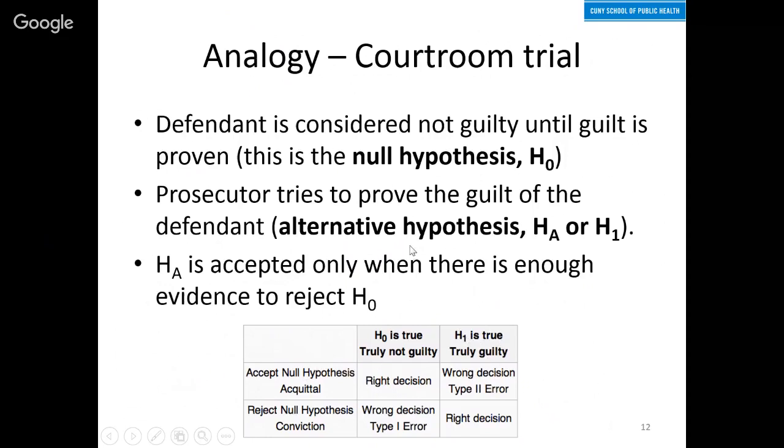That is a type 2 error. So that would be allowing the guilty defendant to go free, or not noticing the evidence of some true difference. That's a type 2 error, and that is where power analysis comes in, something that we plan for in advance of experiments.